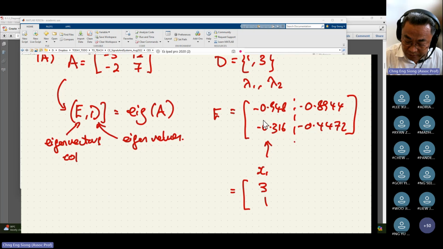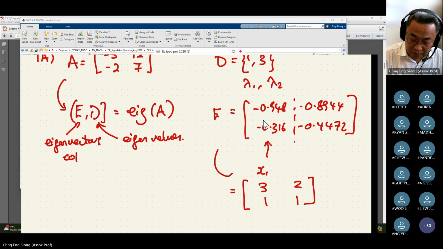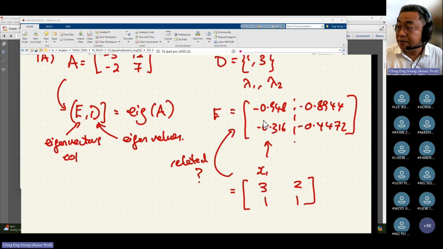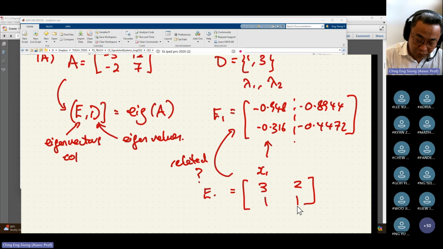What about these numbers, guys? How are they related? Please answer the question. They are in the same direction, opposite to this one, right? Minus 0.948, minus 0.316. This is a ratio of 3 to 1, the same 3 to 1. Minus 0.8944, minus 0.44, 2 to 1. So let's call this E1 and let's call this E2.